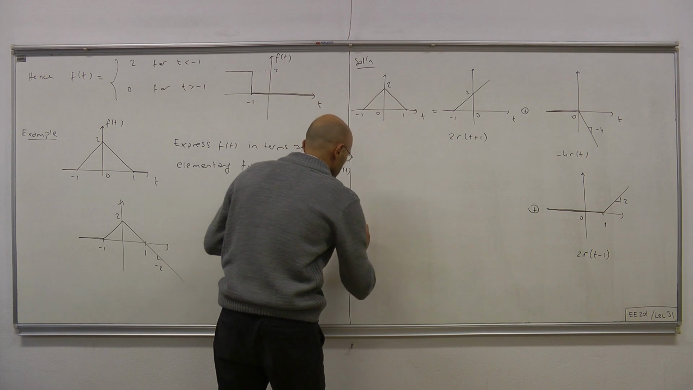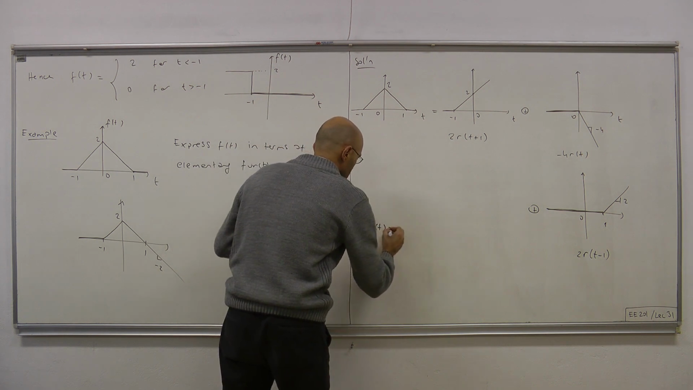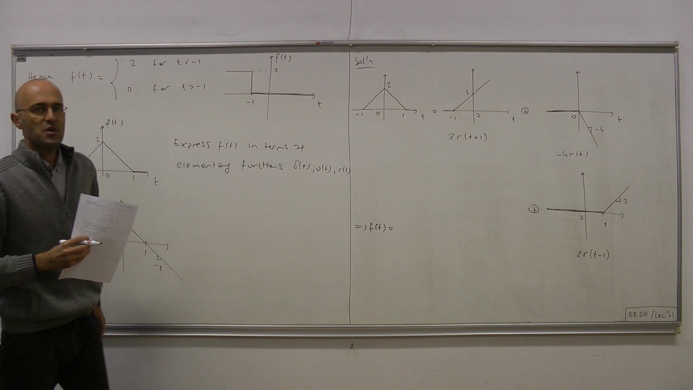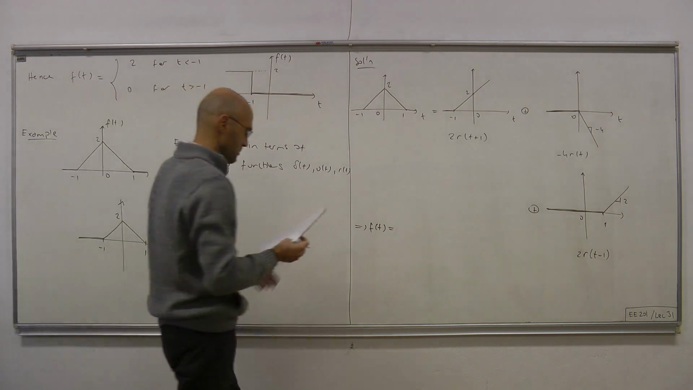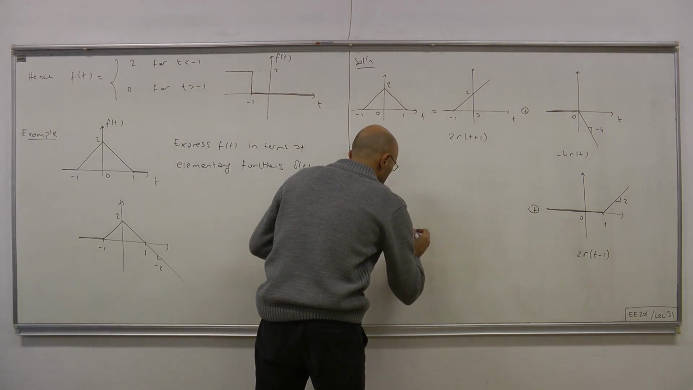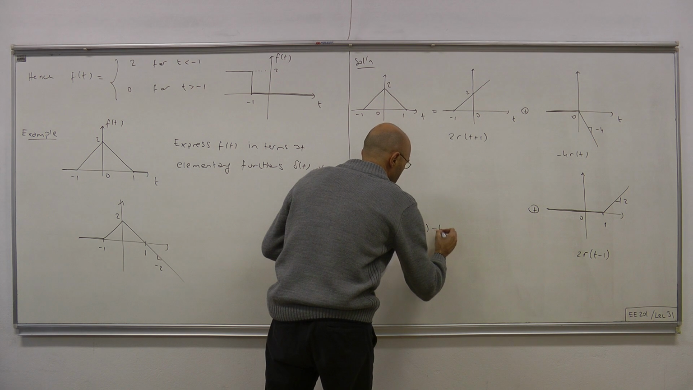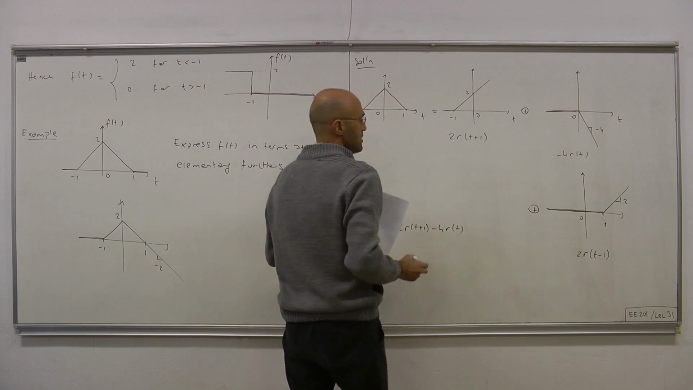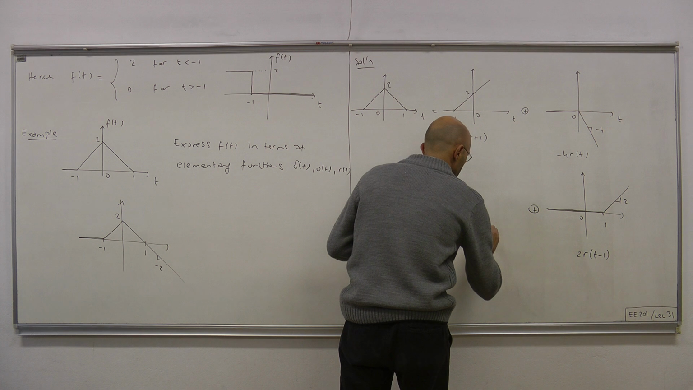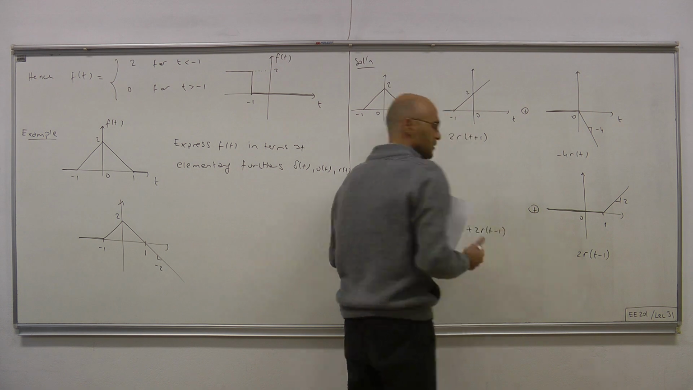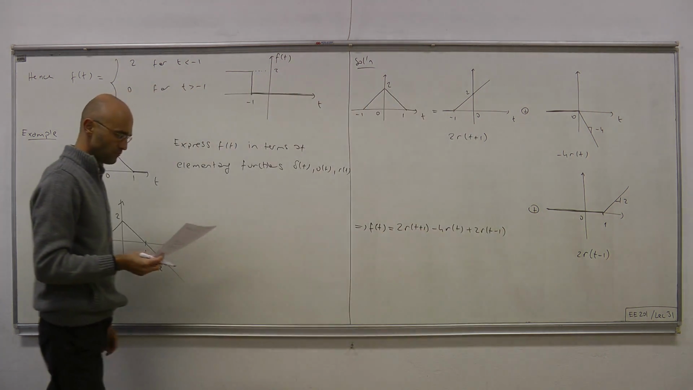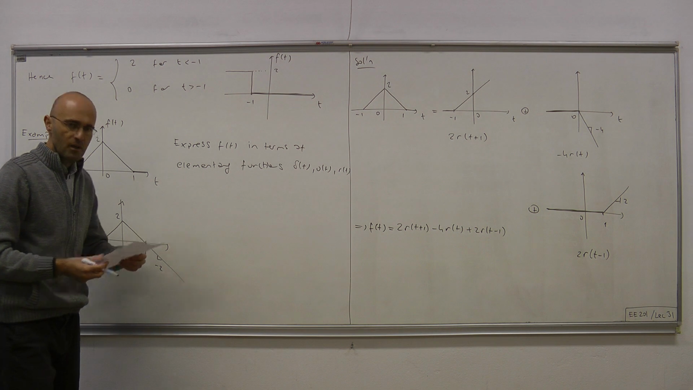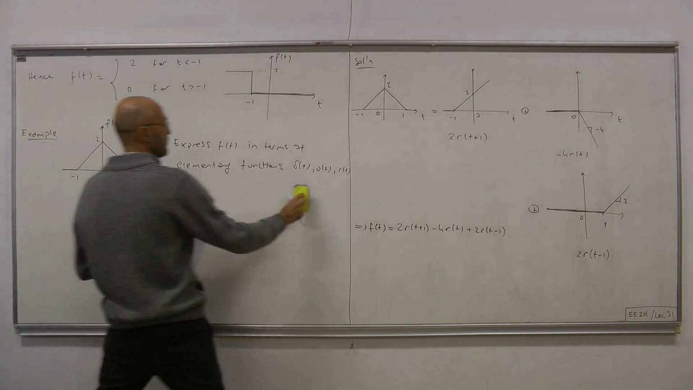Okay. Therefore, f of t can be written as the sum of 3 ramp functions: 2r(t+1) minus 4r(t) plus 2r(t-1). Okay. Now let's see another example.